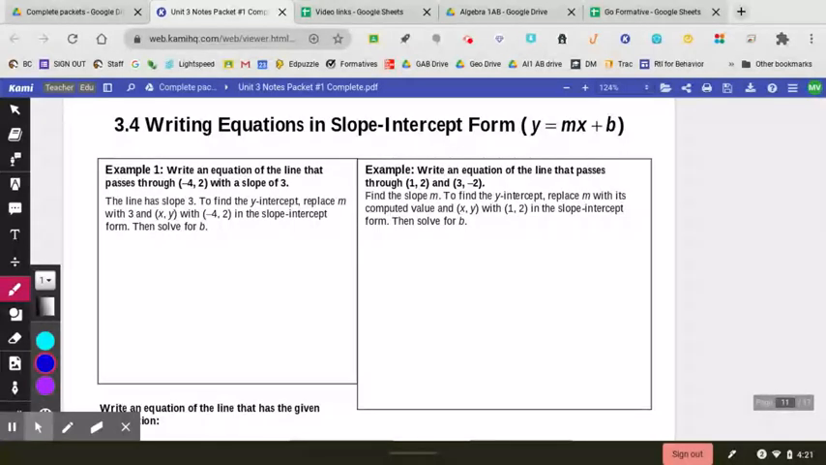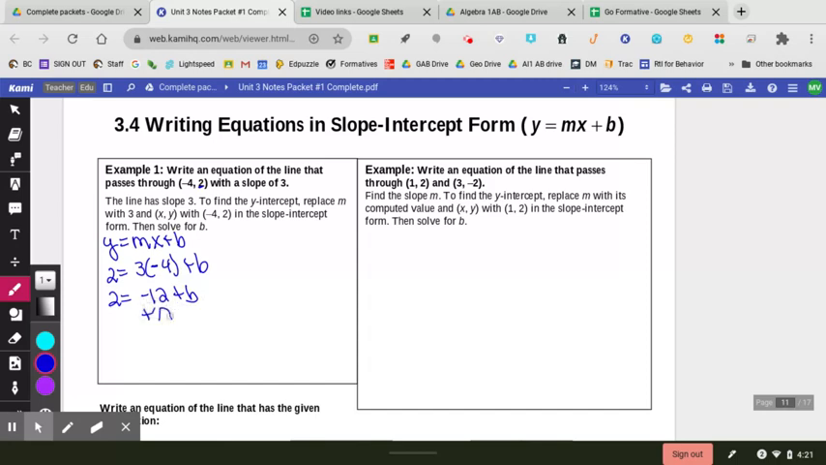So we're going to replace m with 3 and x and y with (-4, 2) in the slope-intercept form and solve. So we start out with y equals mx plus b. My y-coordinate is 2. My m is 3. My slope is 3. My x-coordinate is -4, plus b. And now I need to solve that for b. So that gives me 2 equals -12 plus b.